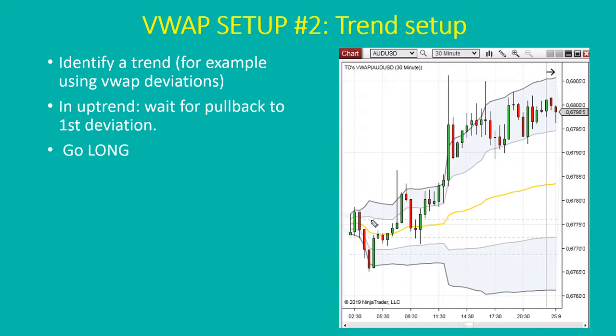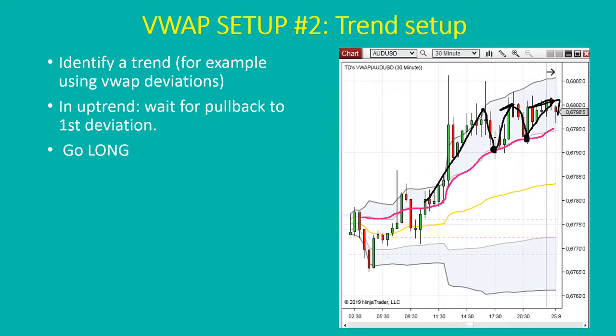In here, the deviations start to go upwards. So you know that the market is going into a trend. Then you see that the price goes above the first deviation. That's the red line I drawn. And then makes a pullback. In here, where the price hits the first deviation, you go long. And again, there's a second hit, and again you go long. Alright, so that's the vwap trend setup.